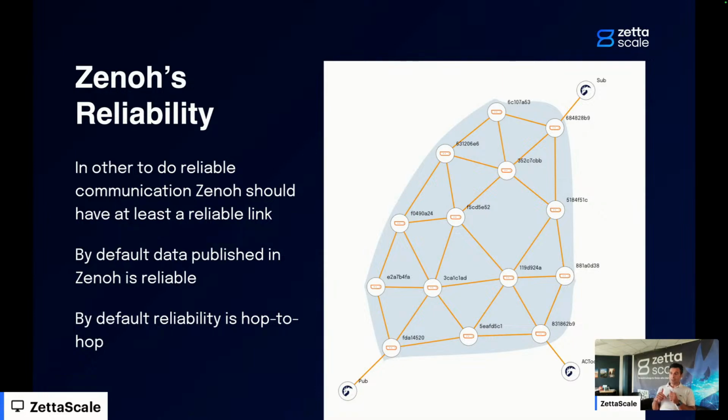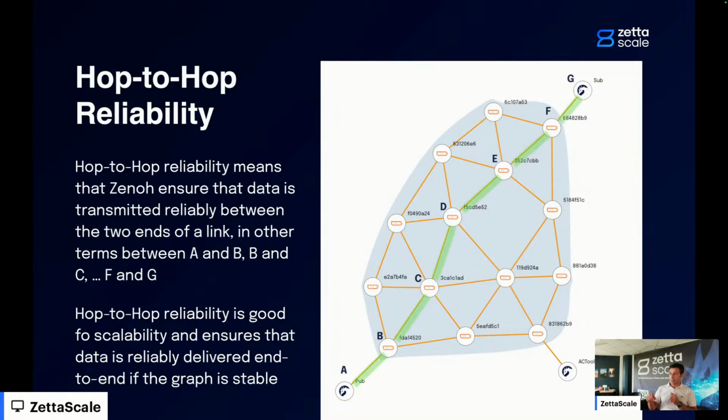Now, the default reliability in Zenoh is hop to hop, which means that if this publisher is producing data and sending, and that subscriber is one of the subscribers, Zenoh will by default ensure reliability, assuming that end-to-end reliability exists because of hop-to-hop reliability. Now, this works if there are no crashes in your routing networks.